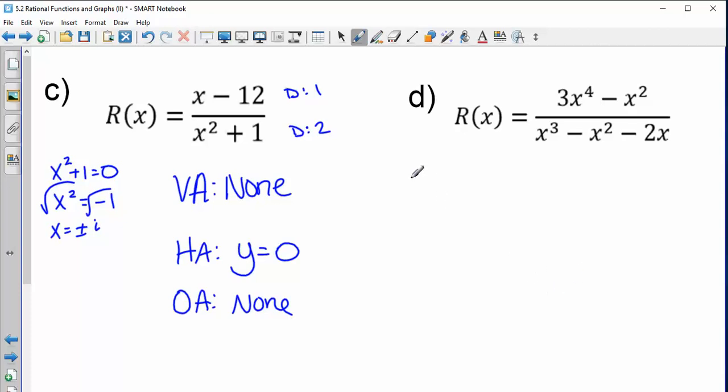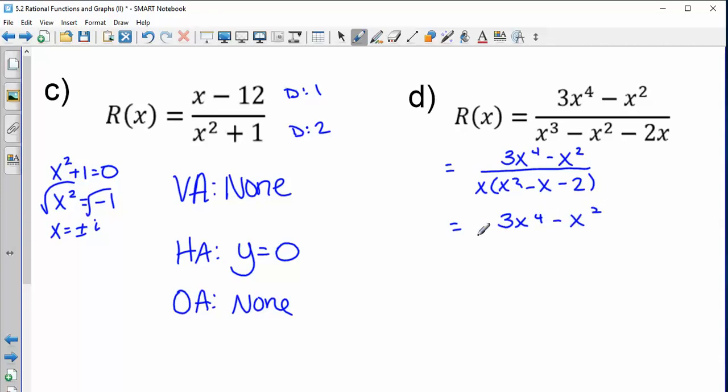D. What do we need to do on this one? We could take an x out of the bottom. We could also factor out the top, but that's not really useful for finding vertical asymptotes, so we don't have to. Then what could you do on the bottom? Box method. So it's a 1x squared, so we can do the shortcut. Multiply to -2 and add to -1.